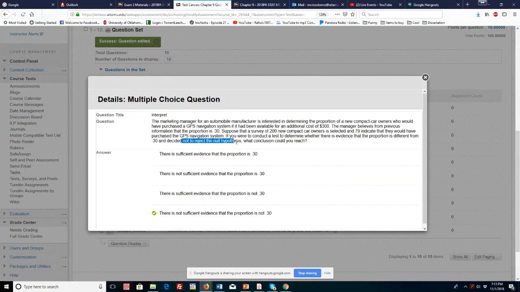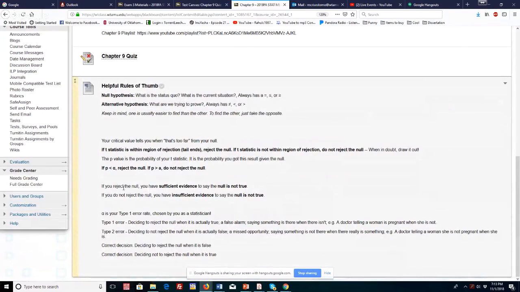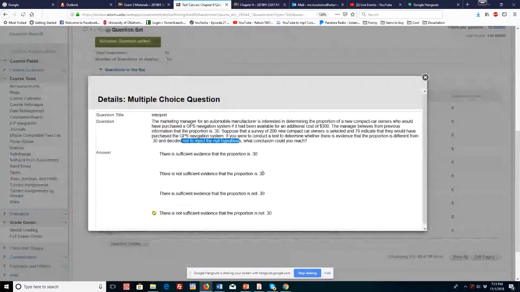Okay, so if we are not going to reject the null, then we have insufficient evidence. So going back to our rules over here, if we are not going to reject the null, we have insufficient evidence. So right off the bat, we can cross off two of these, right? Because A says sufficient evidence, C says sufficient evidence, and B and D say not sufficient. So we're either looking at B or D.